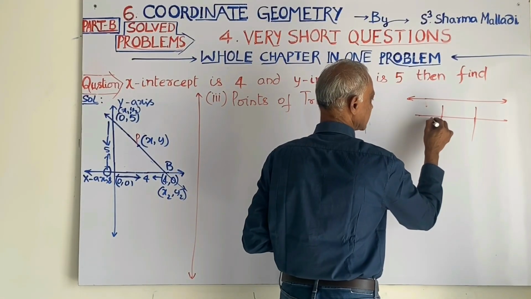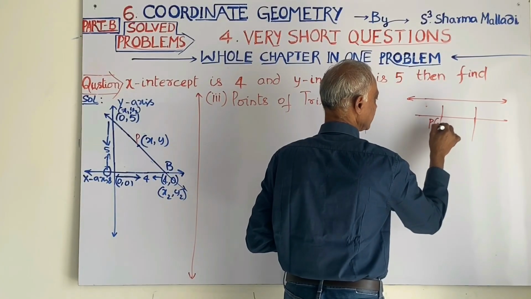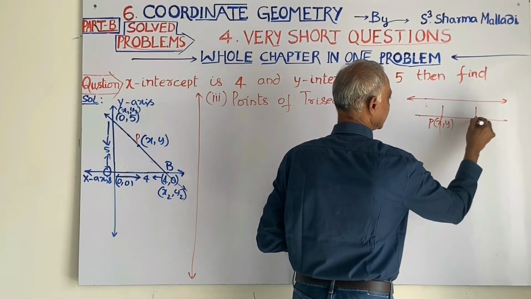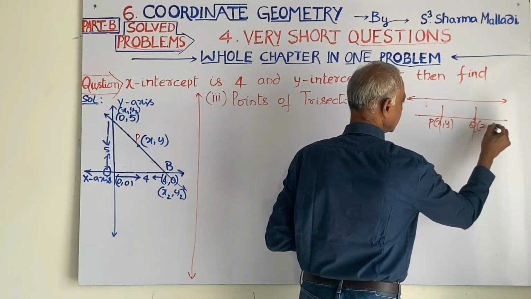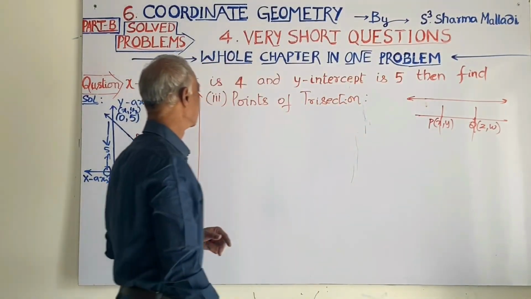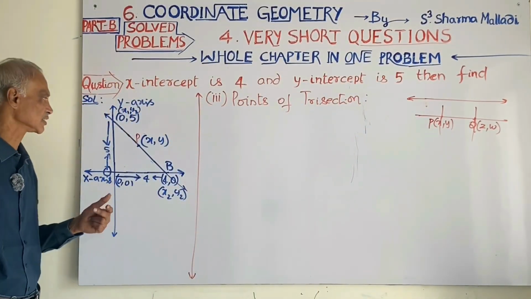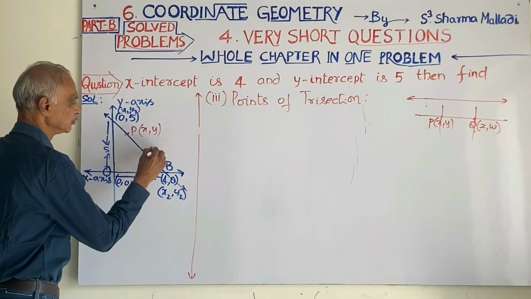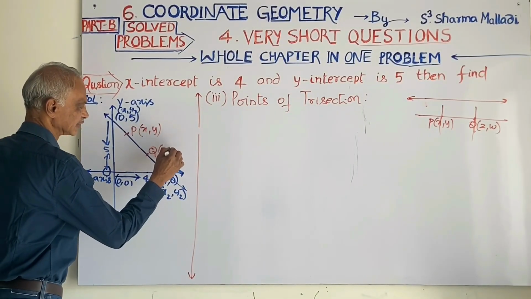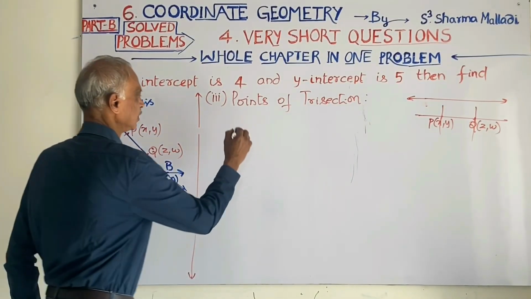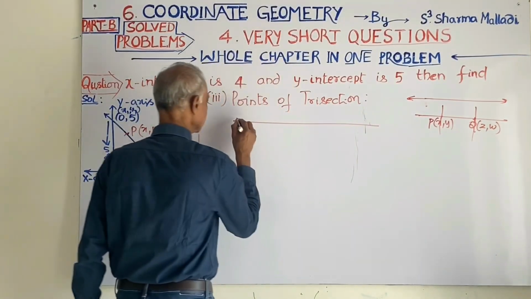Let us take this as P(x, y) and this is Q(z, w). Like this you have to take. Now we have to find the points of trisection of this straight line. See, you draw like this. It is very easy for you.